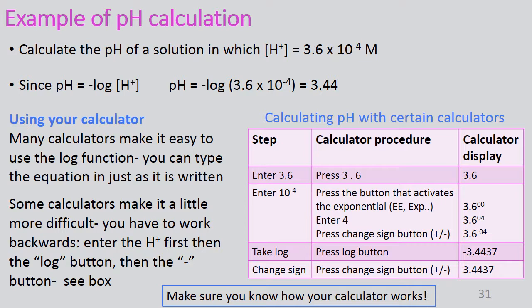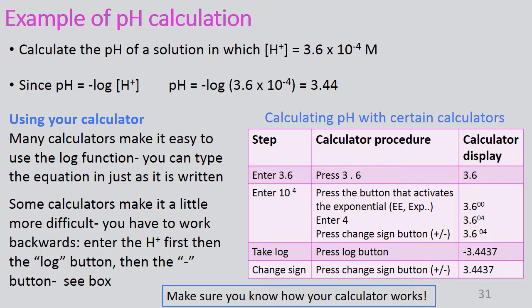If you really don't know how to do that and you want to plug in 3.6 and then hit the times button and hit the 10 with the caret and the negative 4, make sure you put that whole number in parentheses. Otherwise, this won't work. Otherwise, you don't have to use the parentheses. They're just there sort of to make it obvious.